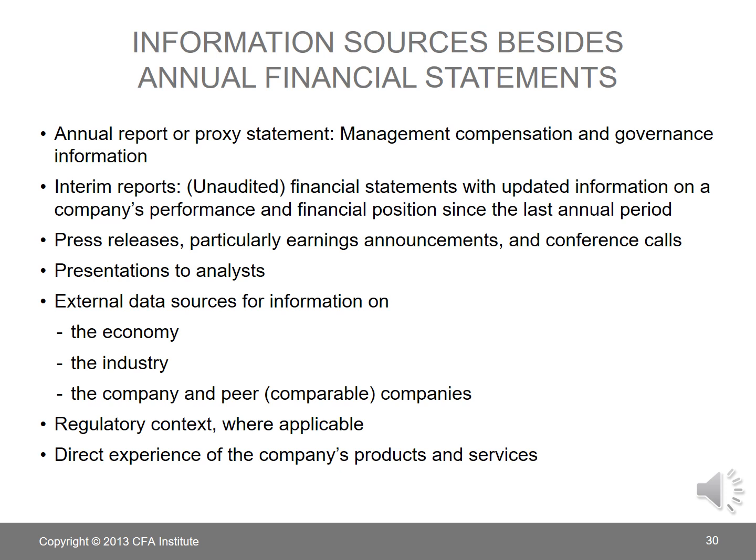Annual report or proxy statements, which are statements distributed to shareholders about matters that are to be put to a vote at the company. So that's one of the other sources. They usually include information on the management and director compensation, company stock performance, and any potential conflicts of interest that may exist between management and the board and shareholders.